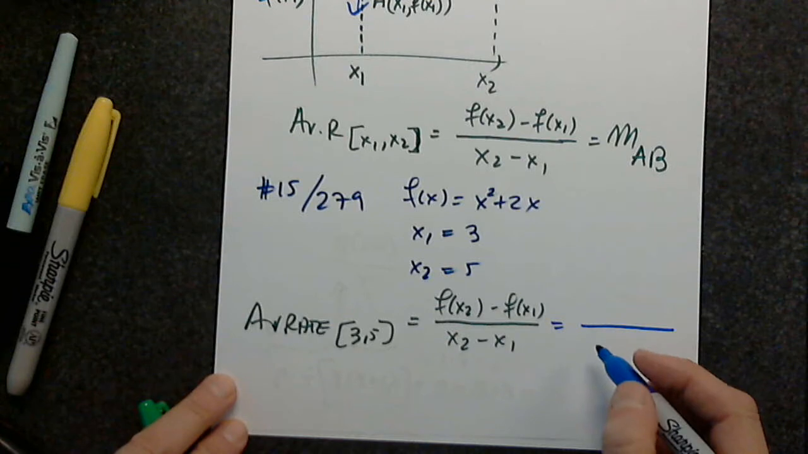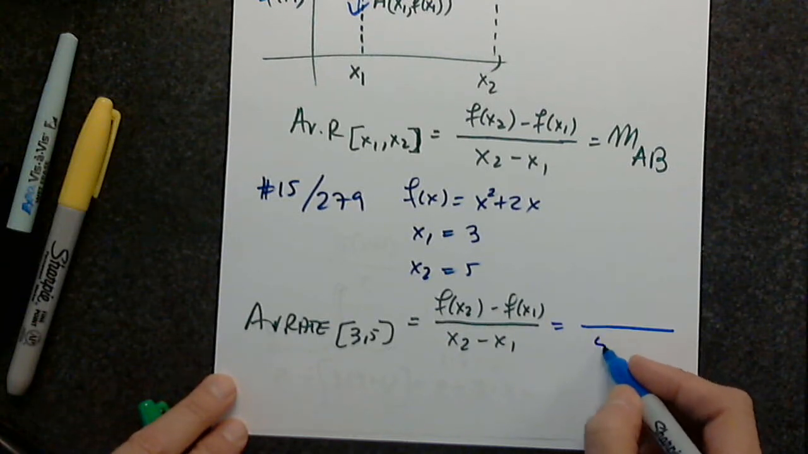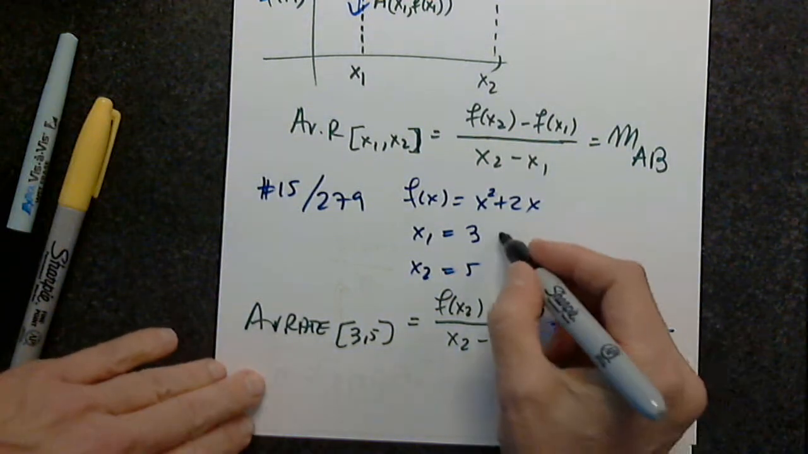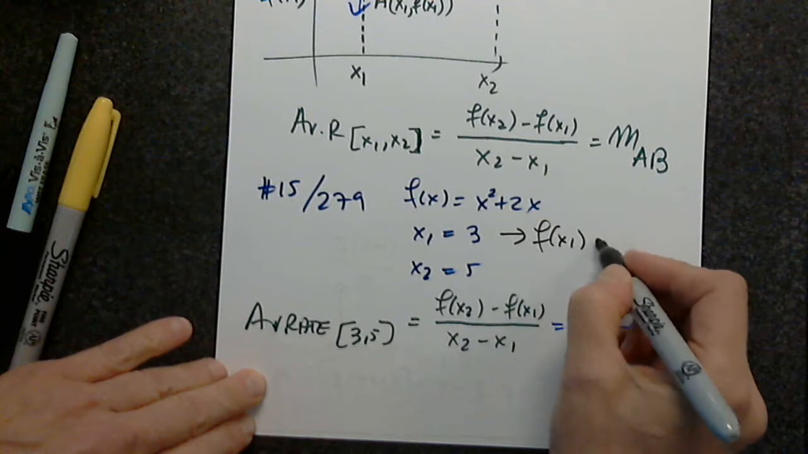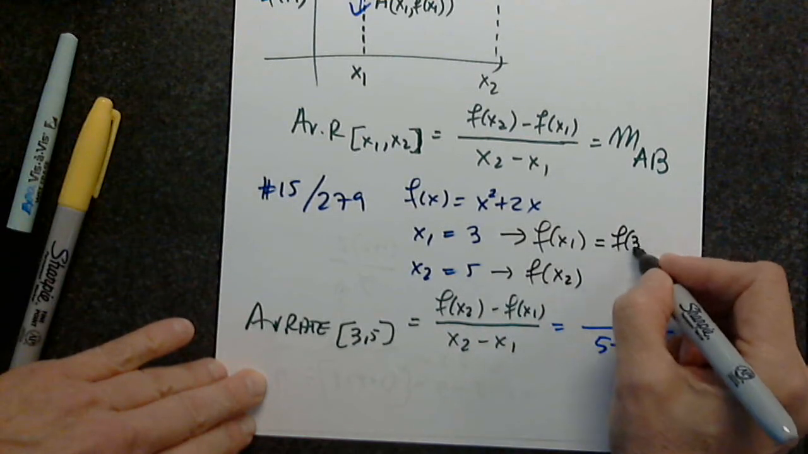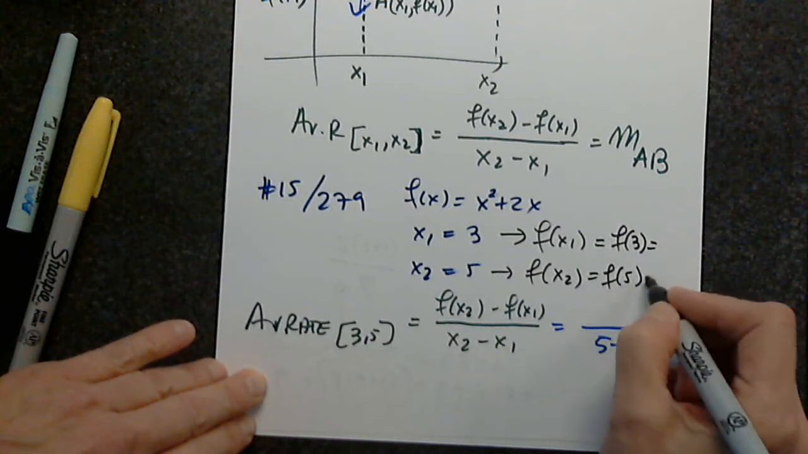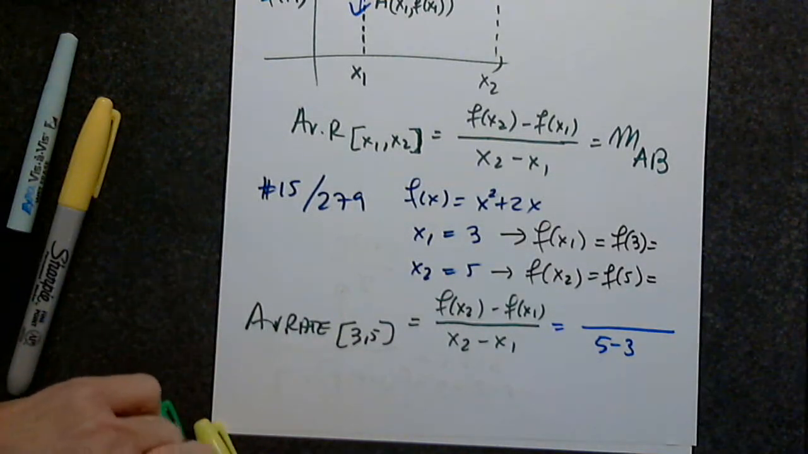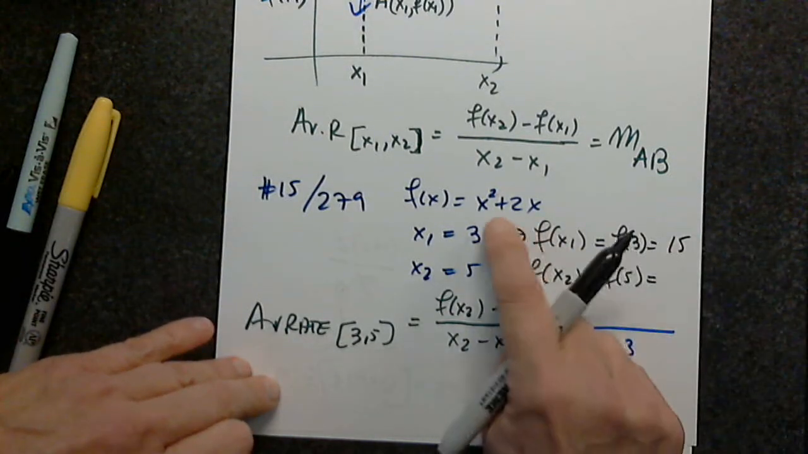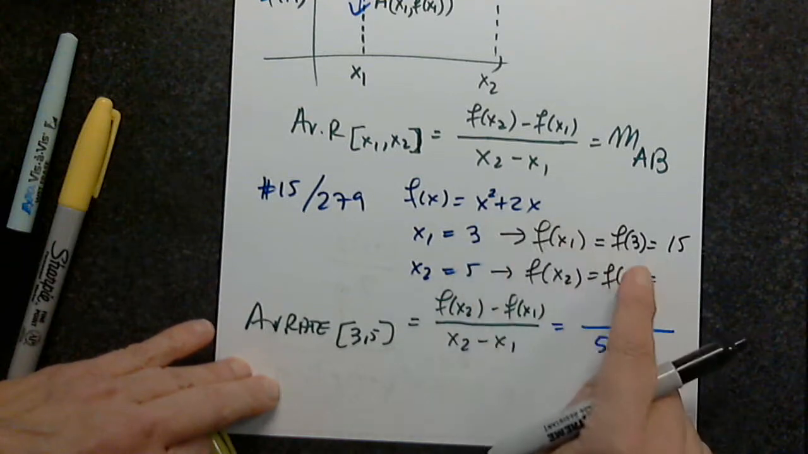Okay, so can anyone give us the denominator first? What will you write for the denominator? 5 minus 3. That's very clear. What will you write for the numerator? And you should say, I don't have it yet. Give me a second. What do I have to do? Look at the x values. Very good. I have to find f of x1, and I have to find f of x2. In other words, I have to find f of 3, and I have to find f of 5. Can anyone give us f of 3? Very good.